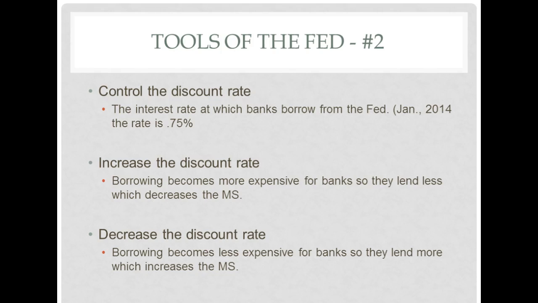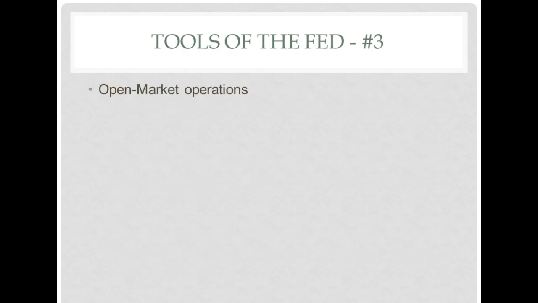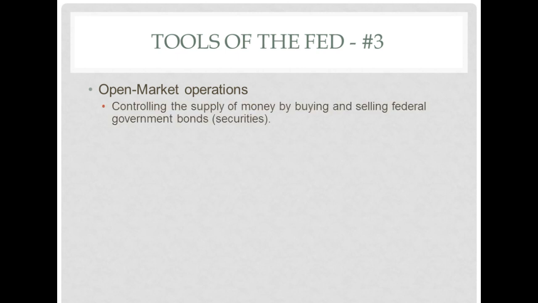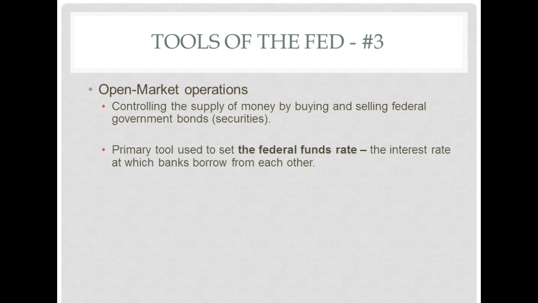Now the truth is the first two tools, the reserve requirement and the discount rate, are the two less commonly used ones, though the AP exam generally will accept any of these answers. The most common one, the one used literally every day by the Fed, is our third tool, and that is what is known as open market operations. And that is the following: controlling the money supply by buying and selling federal government bonds, often known as securities. Okay, let's get into the details here.